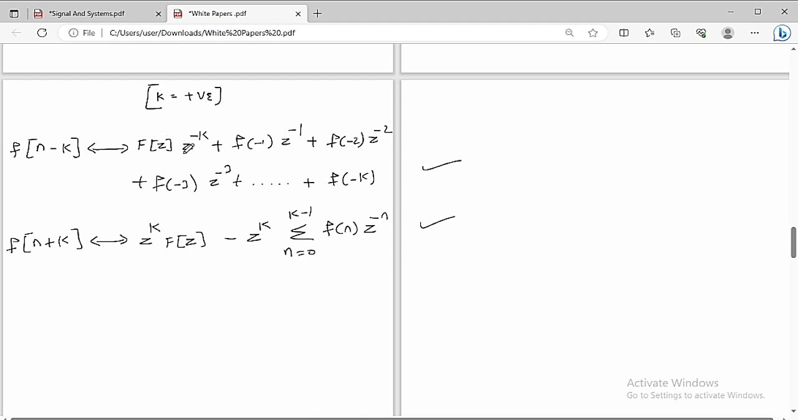Only these first terms are going to come. But in the case of the unilateral Z transform, all these extra parts are also going to come. So these things you always have to keep in mind.